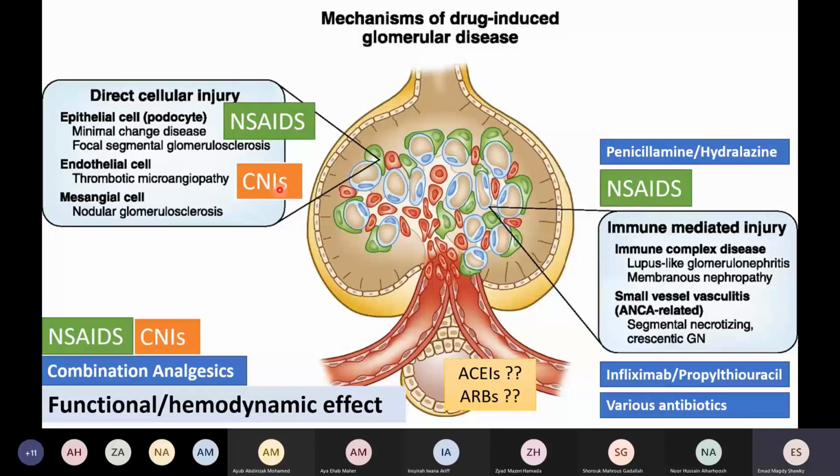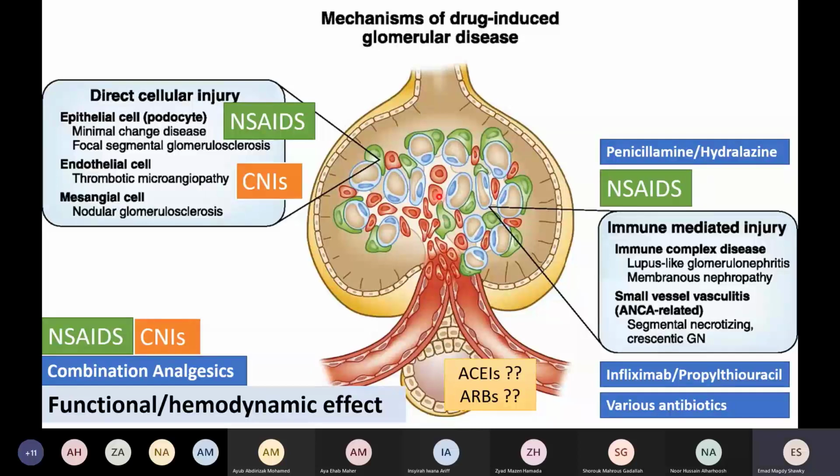Mesangial cell affection is not common, so I will not go inside this. Maybe the problem is an injury to the mesangial cell, and this will cause atrophy and fibrosis of this area of the mesangium, so it will lead to glomerulosclerosis. But because it's not that common, I will not go deep. This is the direct cellular injury.